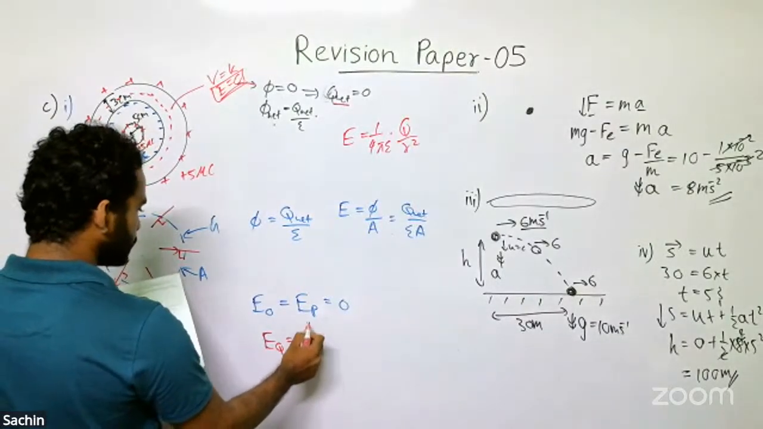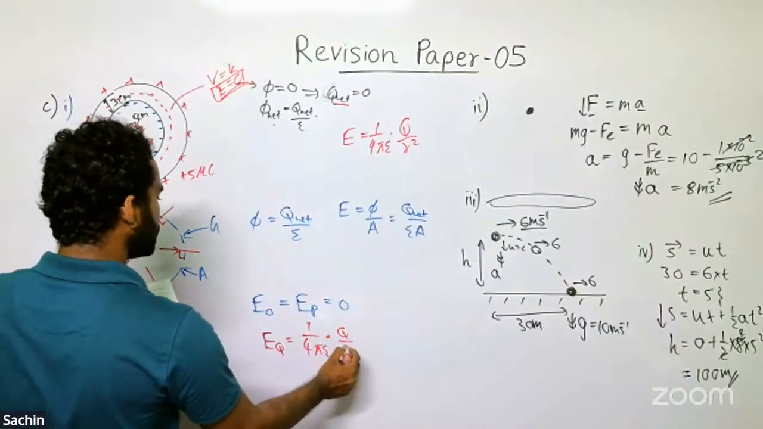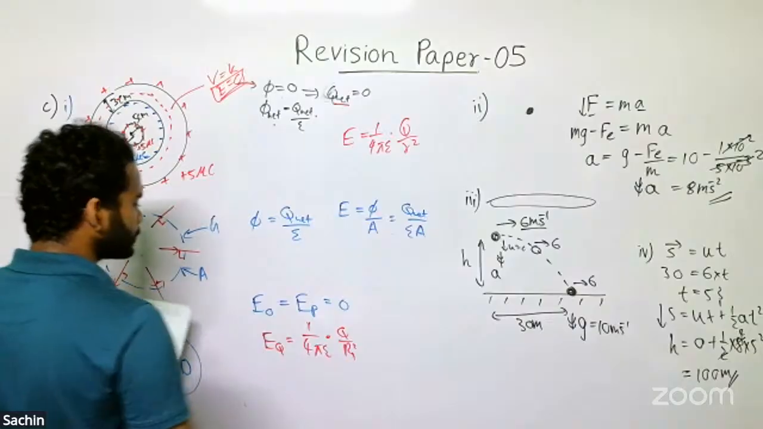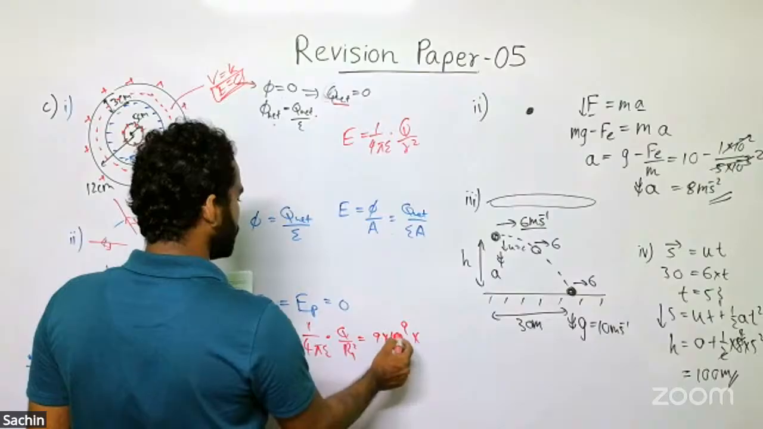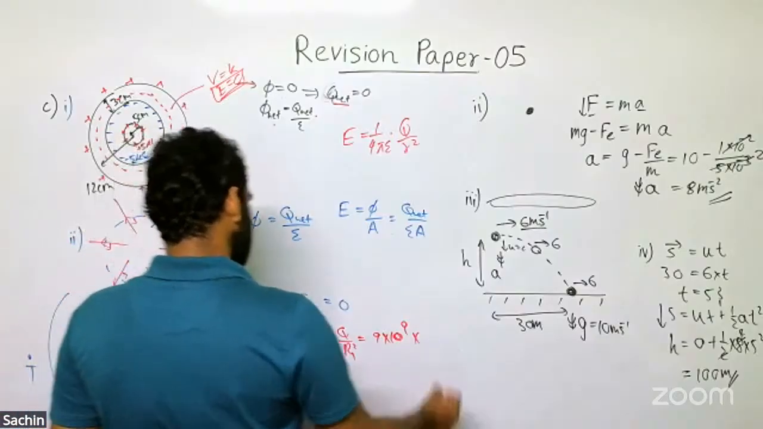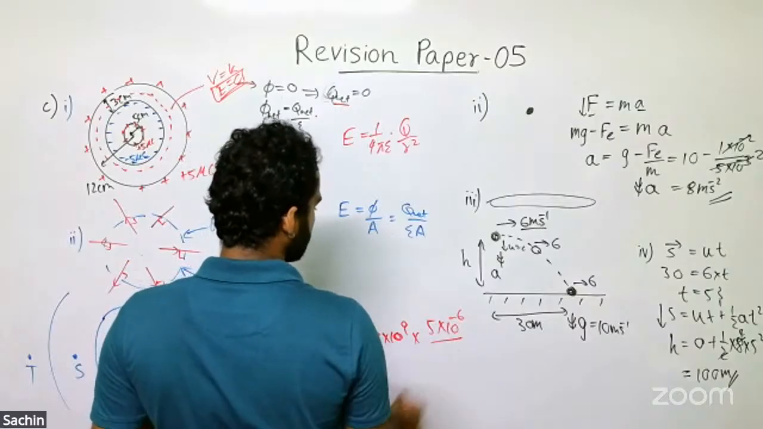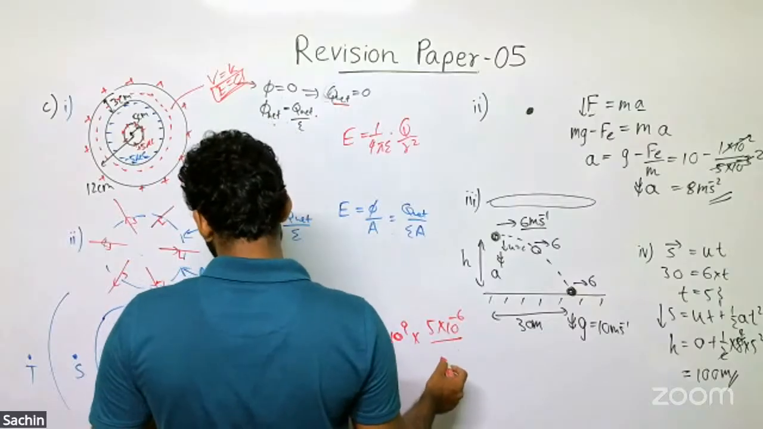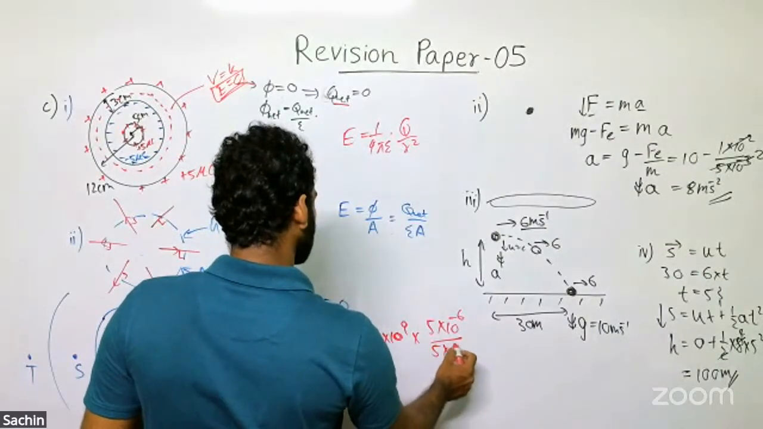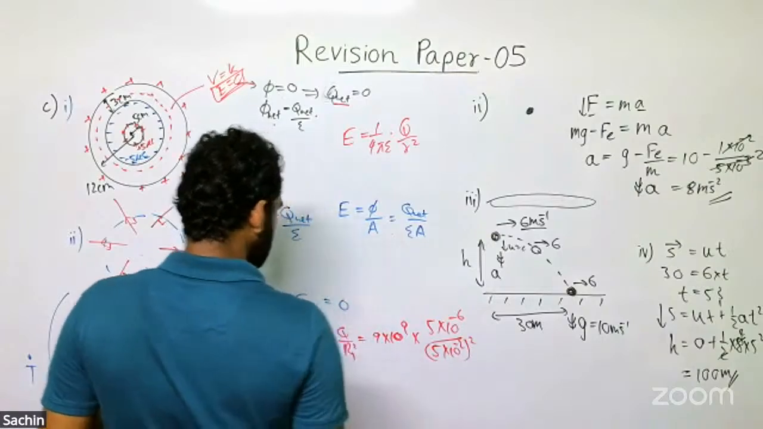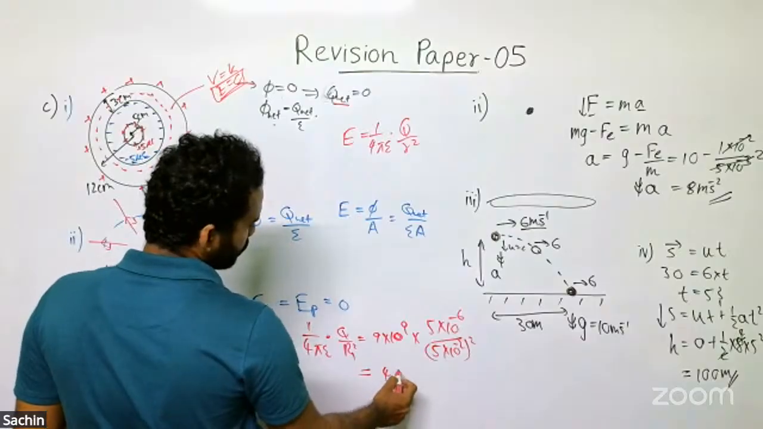So 1/4 epsilon times the charge on the surface divided by the radius, inner radius, let's say R1. So 9 into 10 to the power 9 into the charge, which is 5 micro, so 10 to the power minus 6, divided by the radius, the OQ distance they have given, 5 into 10 to the power minus 2, squared. So you just solve this and see what the answer is. I'm not going to solve this, and I think it's 4.4 something.